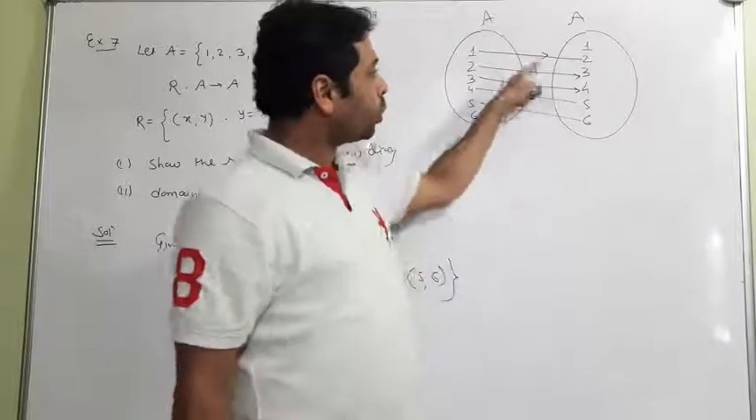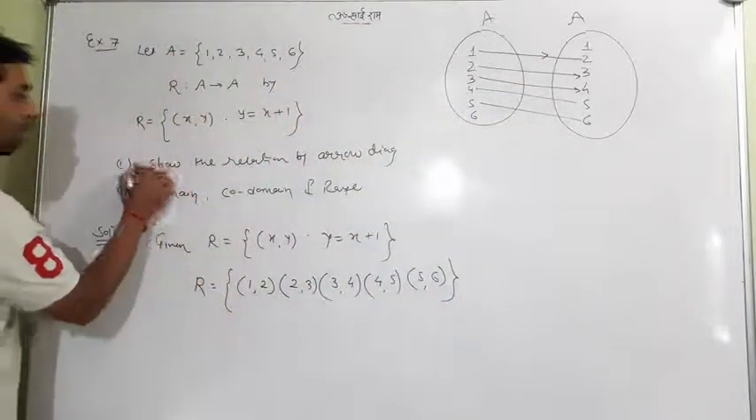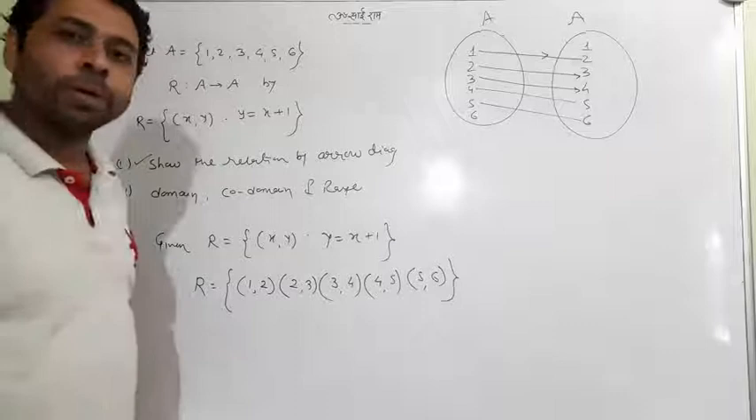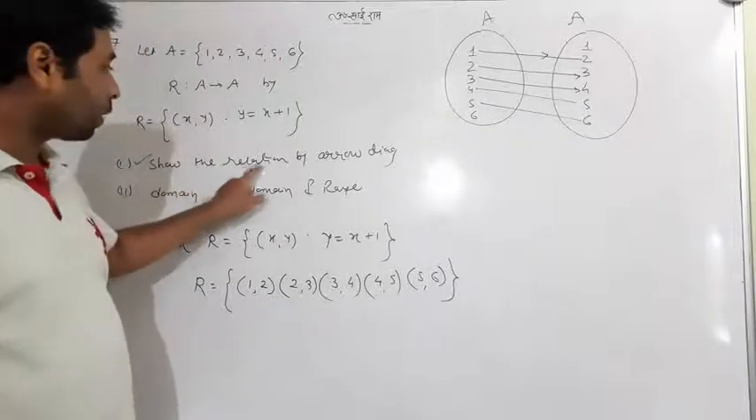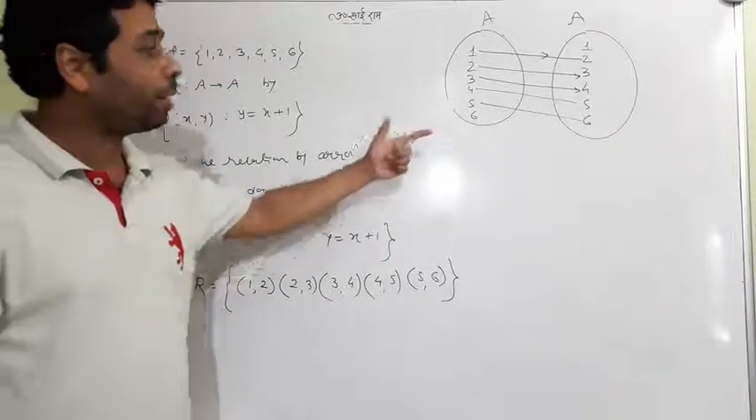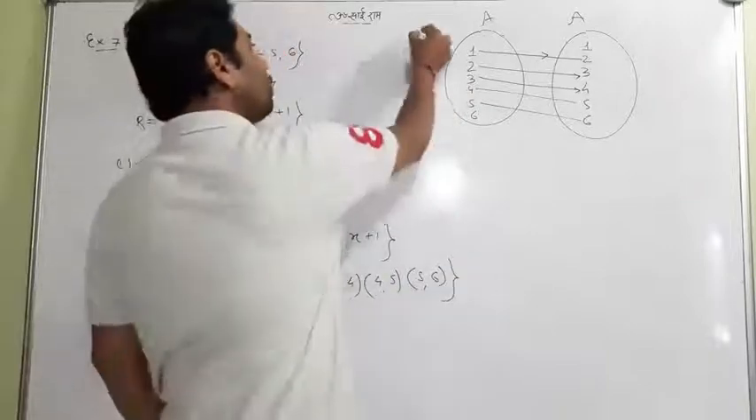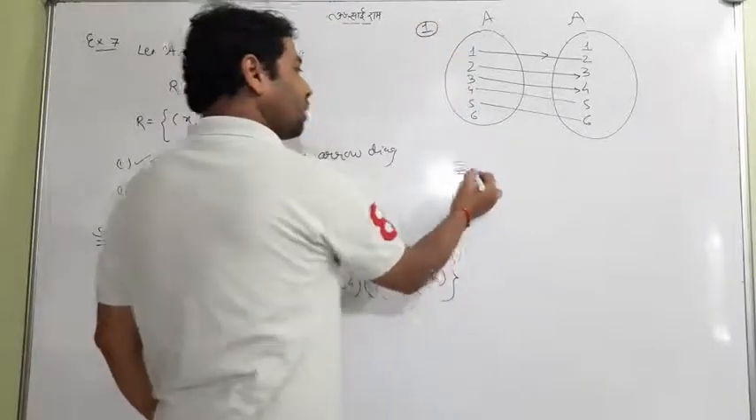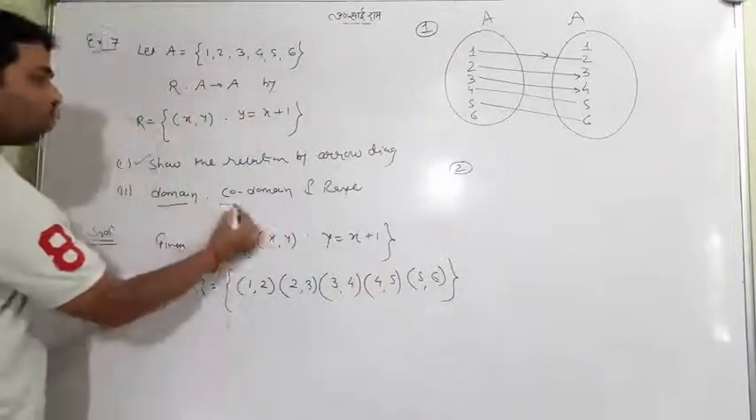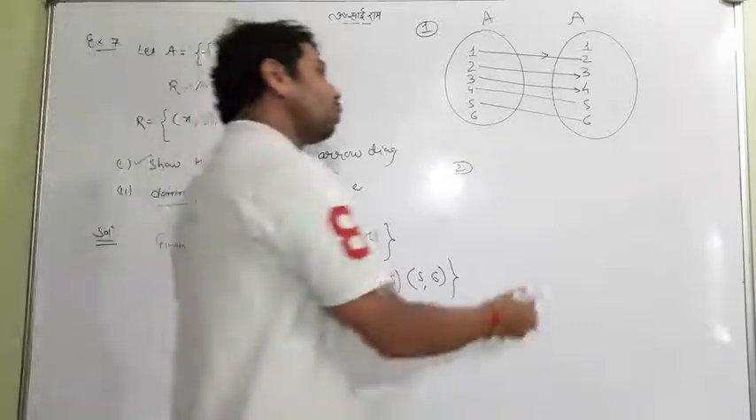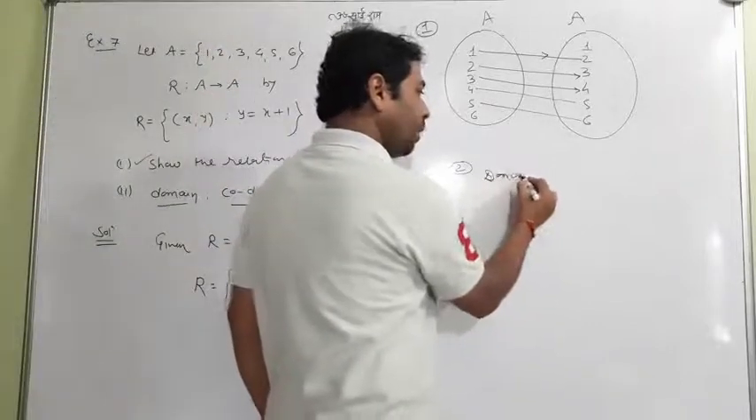What you can see here is the answer to the first question: show the relation by arrow diagram. So this is the first question you have done. Now the second question is asking: what are the domain, codomain and range? All are very easy questions. And what is a domain? You know, I taught you.